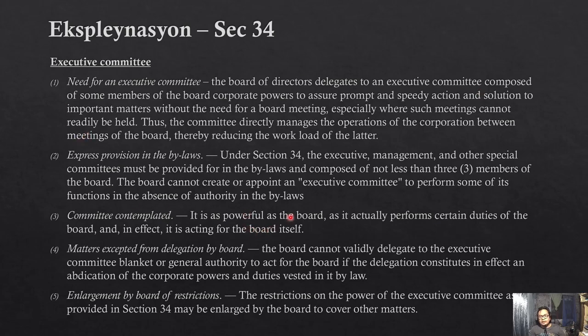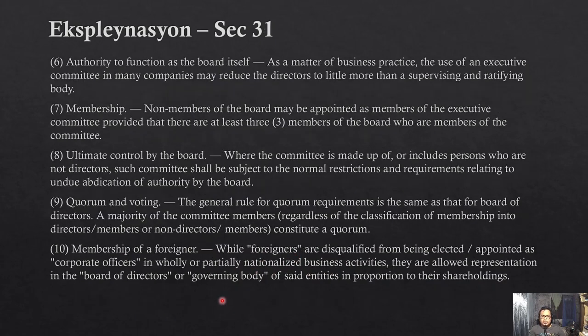Committee contemplated. It is as powerful as the board, as it is actually performing certain duties of the board and, in effect, is acting as a board itself, like we said earlier. Matters accepted from delegations: the board cannot validly delegate to the executive committee blanket or general authority to act for the board if the delegation constitutes, in effect, an abdication of corporate powers, etc. Enlargement of board of directors, just read: authority, function, membership, ultimate control by the board, quorum, and voting. So that's the title for the Revised Corporation Code of the Philippines.